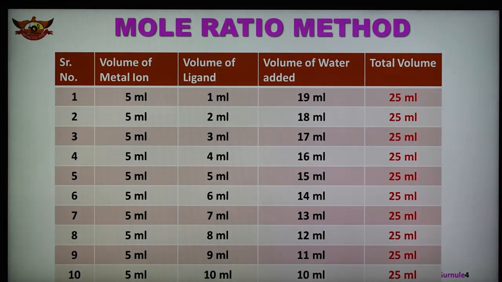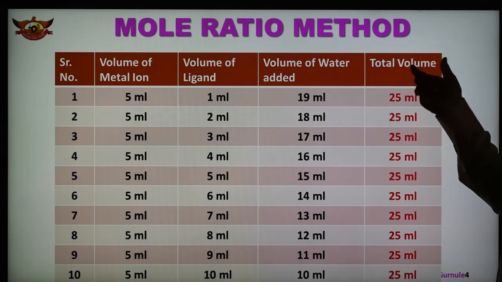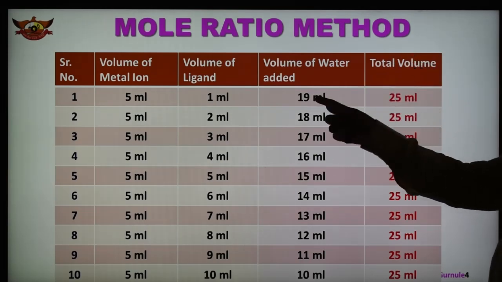So metal concentration or volume of metal is kept constant. We are changing the ligand volume, and the volume of water to be added. So the total volume should be 25 ml. So in case of the first, we have to add 19 ml.